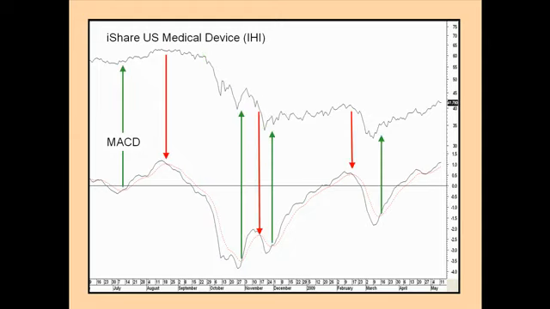This example using the medical device ETF is a bit unusual because it leaves you with the impression that signal line crossovers are usually followed by a sustained reversal in trend of the MACD. Unfortunately, in the real world, a lot of these crossovers turn out to be whipsaws or false signals. That, of course, is another reason why you want some backup from the price trend reversal as confirmation.